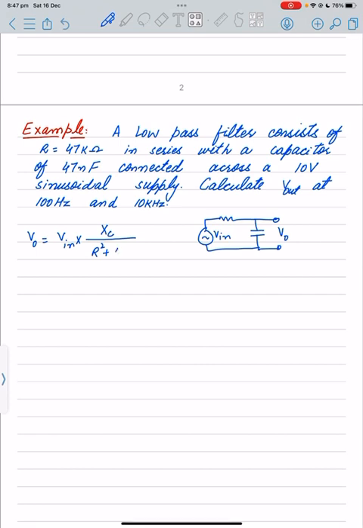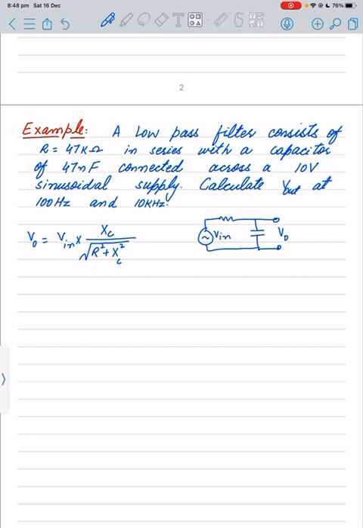So that comes around the square root of R square plus the reactance of the capacitor squared. So now we have to calculate the V out. But we don't know the value of the XC.